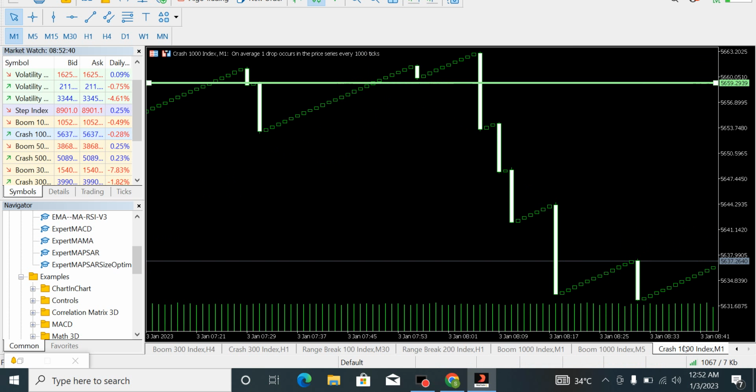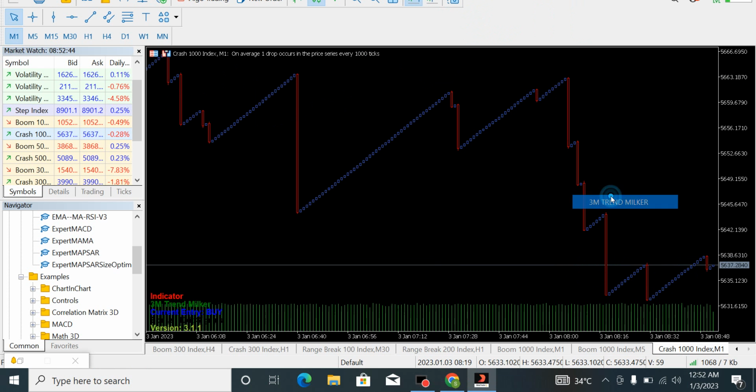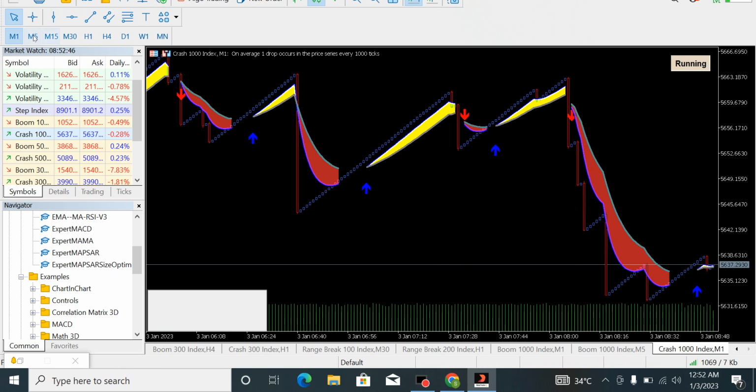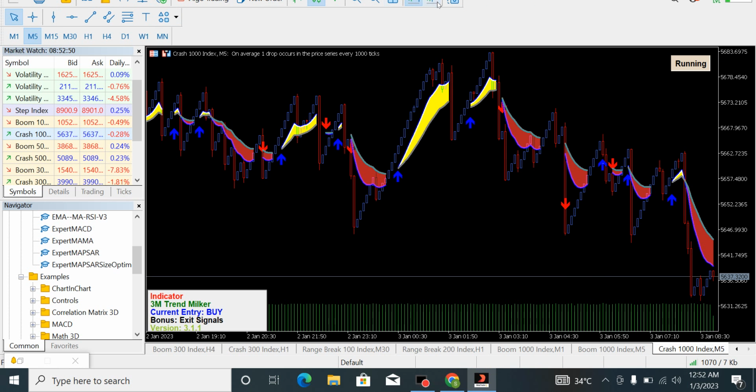Let's check out Crash 1000 also. So this time around I'm going to add my template to it also so that we get to see how it works. And of course I will take it to the 5-minute time frame because that is very, very important for us to take note of.